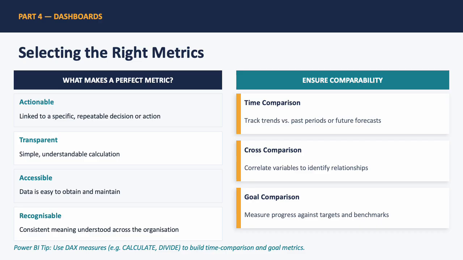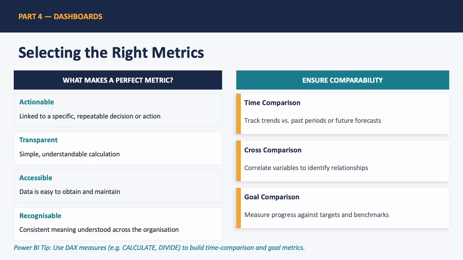One of the most important and frequently underestimated aspects of dashboard design is metric selection. A dashboard populated with the wrong metrics, even if it is beautifully designed, will fail to support good decisions. What makes a metric perfect? There are 4 criteria. First, number 1, it must be actionable.